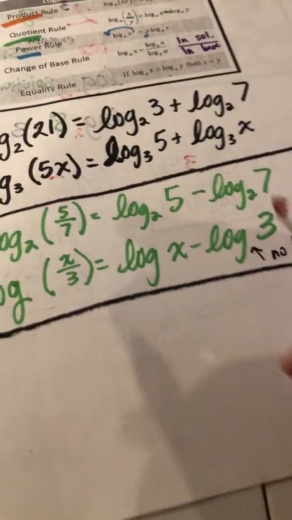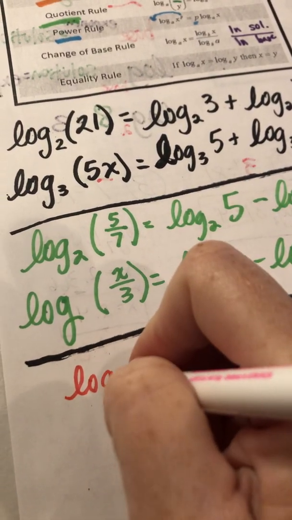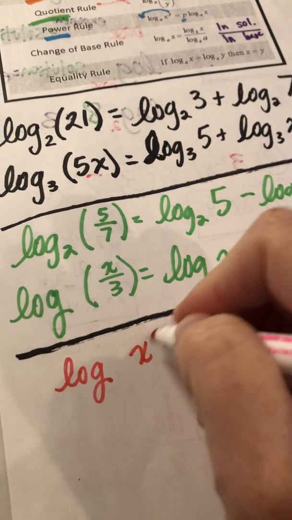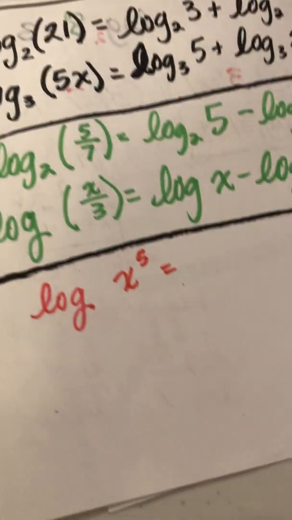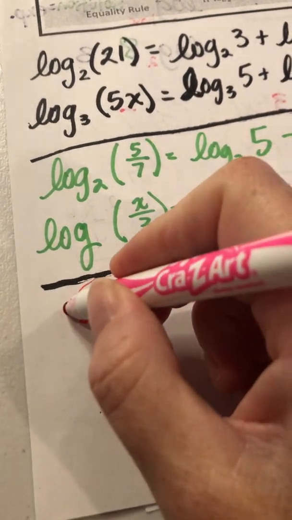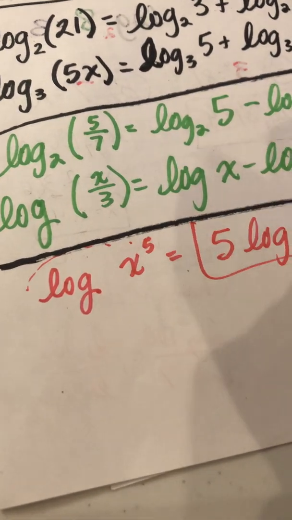Okay, so the power rule is when we have something like this, log, and I'm just gonna keep it easy, x to the 5th. So again, that 5 would come down, and so we'd say 5 log x.